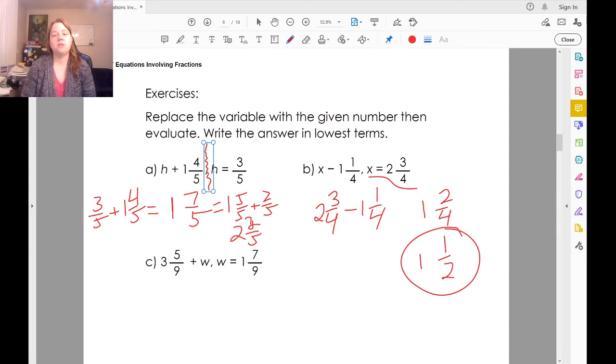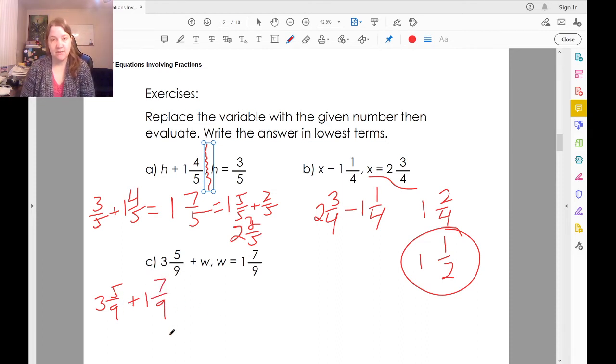If you got 1 2/4, don't stress about that. We'll get more practice simplifying. Letter C says 3 5/9 plus w, and w equals 1 7/9. So let's go ahead and solve that. 3 5/9 plus not w, but 1 7/9.